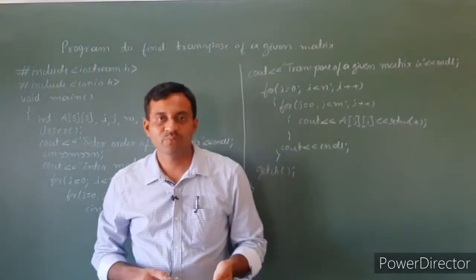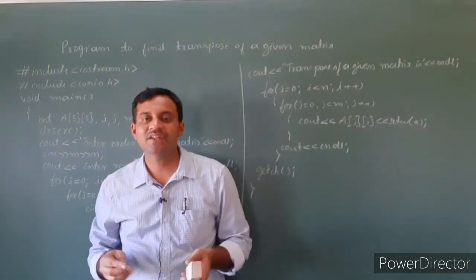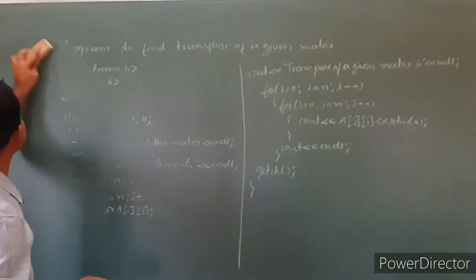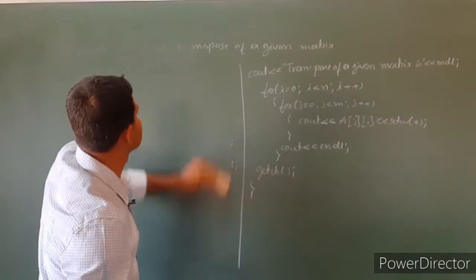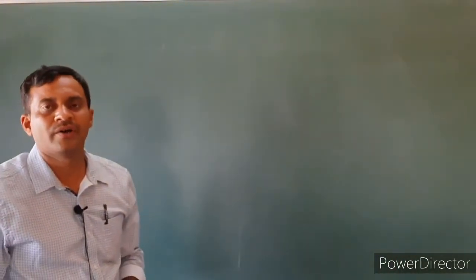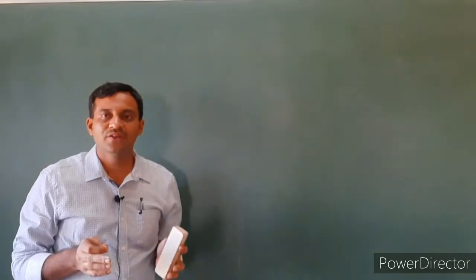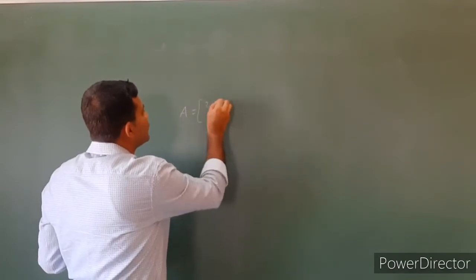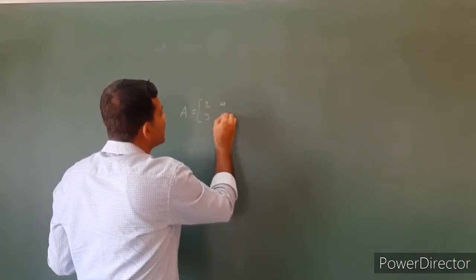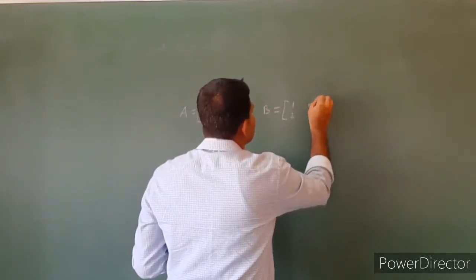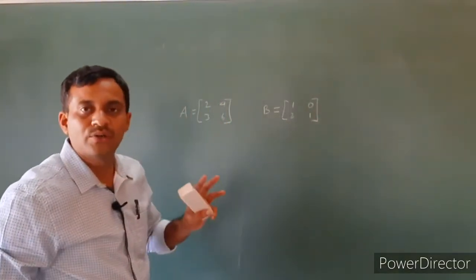Let's discuss the next program, a lab program: addition of two compatible matrices. Before going to write the program, we need to know how to add two matrix elements. Let's see, A is a matrix with the values 2, 4, 3, 6. Then another one is B, that is 1, 0, 2, 1. These are the two matrices.